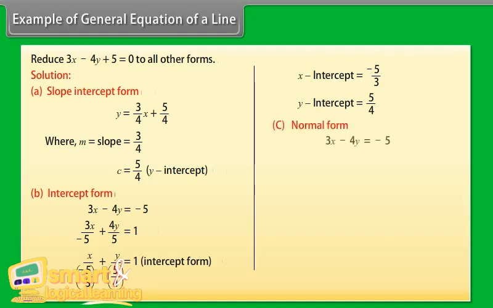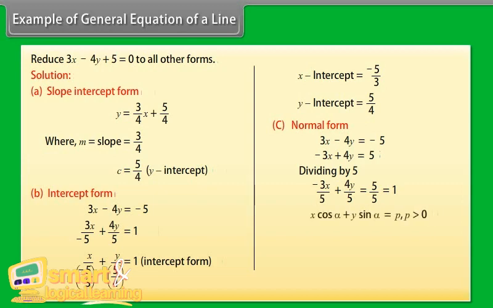Normal form. 3x - 4y = -5. -3x + 4y = 5. Dividing by 5, -3x/5 + 4y/5 = 5/5 = 1. x cos alpha + y sin alpha = p, p greater than 0, where cos alpha = -3/5, sin alpha = 4/5, and p = 1.